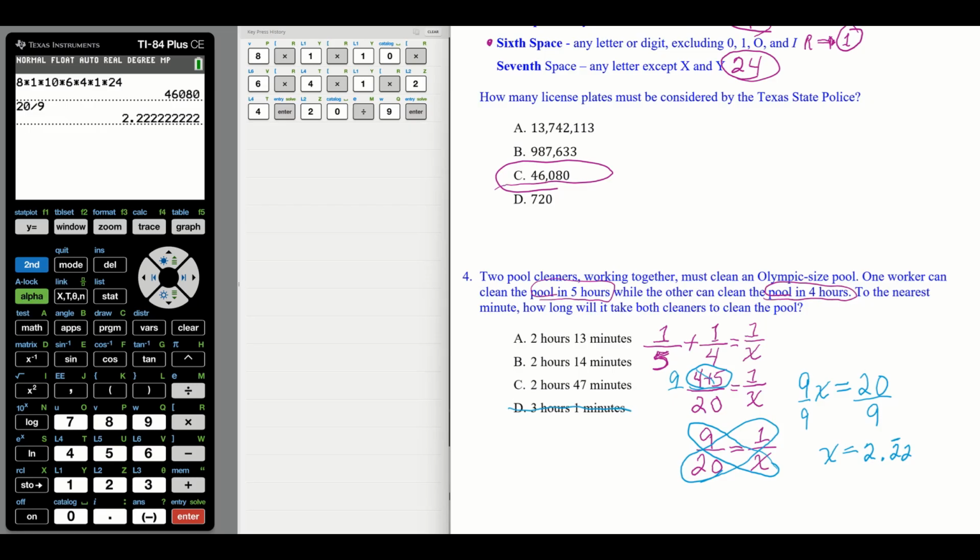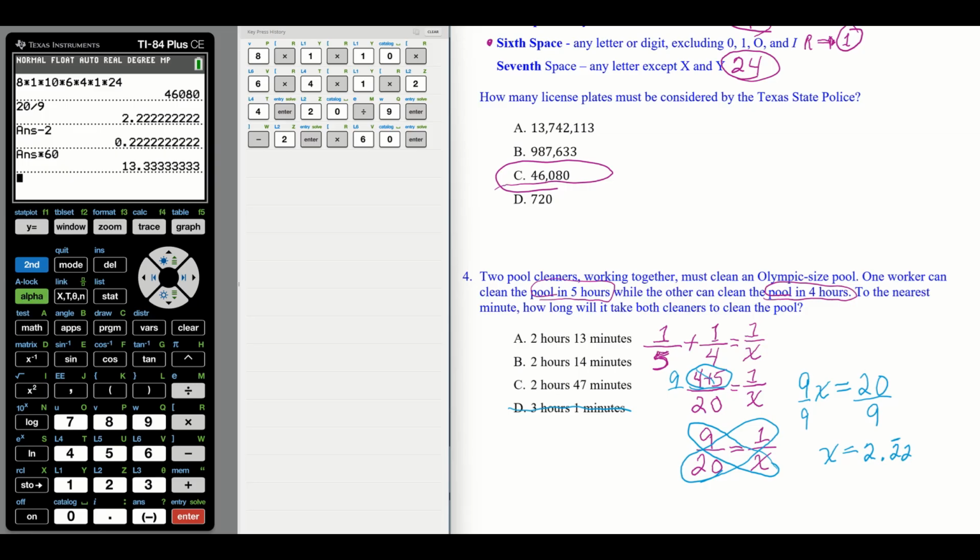Now, all we need to do is subtract out the 2 hours, 2 minus 2 leaves us with a decimal, okay? But how much is that of 60 minutes? So we have 0.2222 of 60 minutes because we're trying to figure out how many minutes. And we have 3 options to deal with. So times 60 minutes, about 13. And it rounds down, and there's our option. That's A.